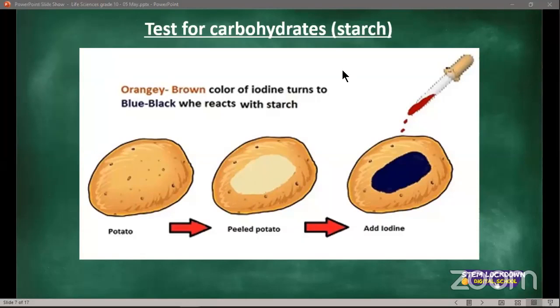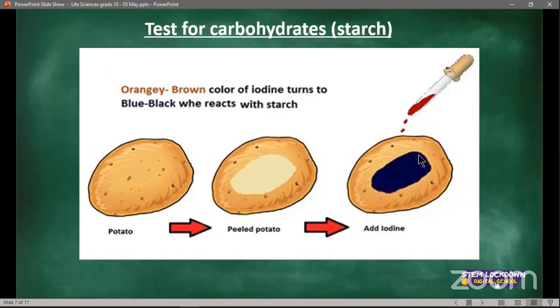That is 100% correct. So for starch, we use the iodine solution. When you add a few drops of this iodine solution, which is an orange brownish color, to the peeled potato, it will turn blue-black when it reacts with starch. So if there's the presence of starch, the solution will turn blue-black.